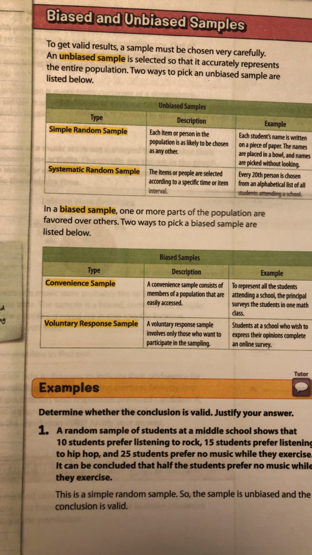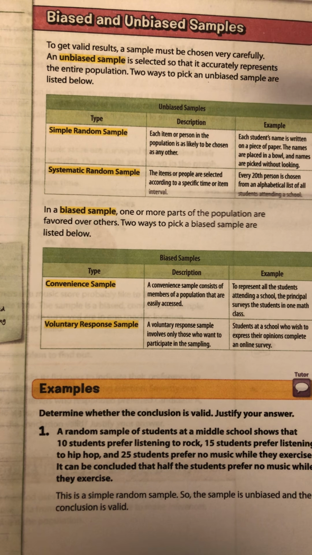Determine whether the conclusion is valid and then justify your answer. A random sample of students at a middle school shows that 10 students prefer listening to rock, 15 hip hop, 25 no music while they exercise. It can be concluded that half the students prefer no music while they exercise. They said that because 10 plus 15 is 25. So 25 listen to music, 25 do not. This one is random. It's a simple random sample, so it is unbiased. So since it is unbiased, our conclusion is valid.